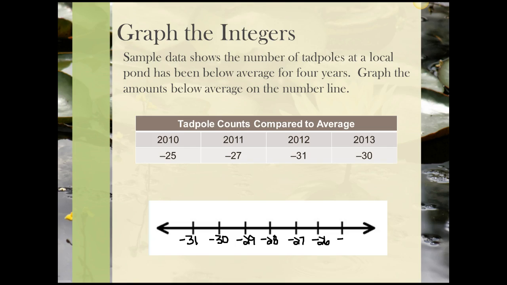Now that we have our number line numbered, we can go ahead and graph the integers. We'll go to -25 and draw a dot. Then we'll draw a dot at -27, -30, and -31. And now we have successfully graphed the tadpole count data on the number line.